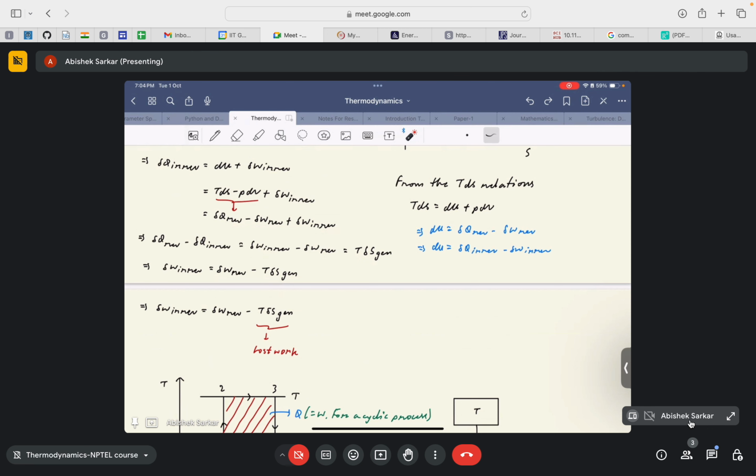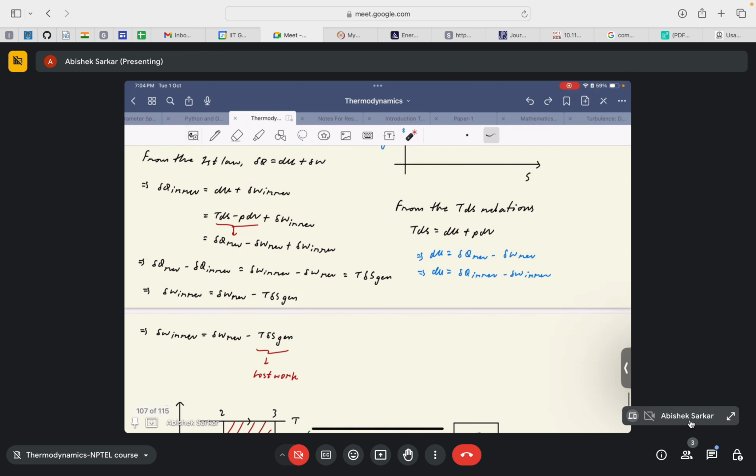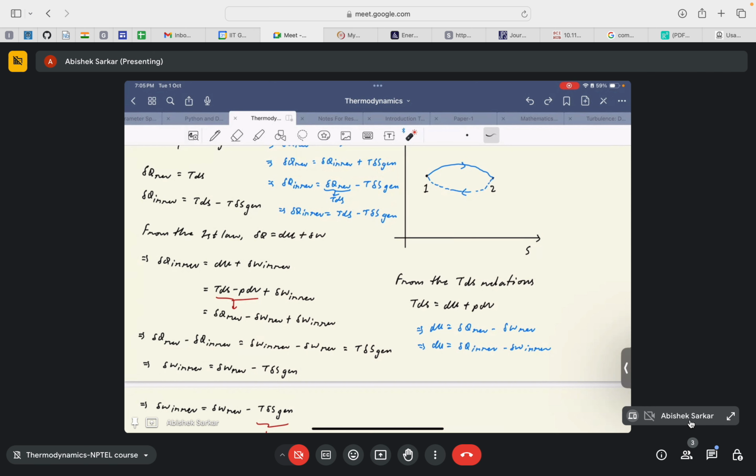And how this comes into the picture: if you go back up to this equation, you can easily tell that delta Q reversible minus delta Q irreversible is equal to TdS gen, and since this is equal to delta W irreversible minus delta W reversible, we will get that delta W irreversible minus delta W reversible is also equal to TdS gen. Or we can conclusively write delta W irreversible is equal to delta W reversible minus TdS gen.